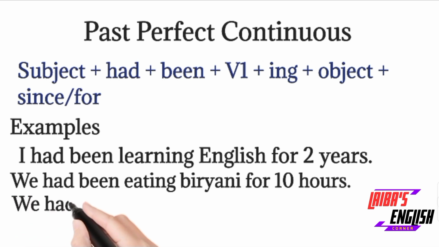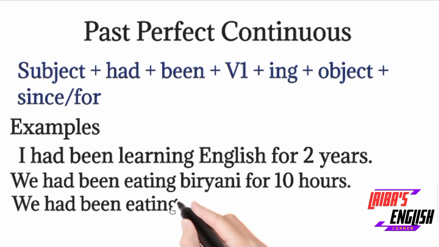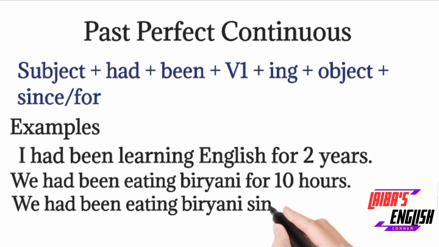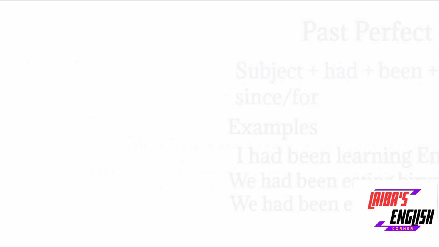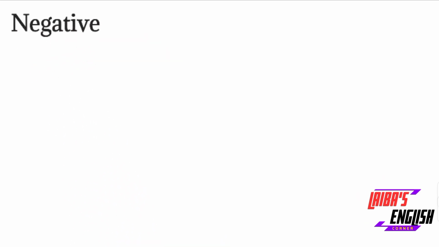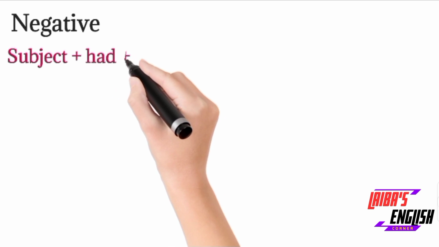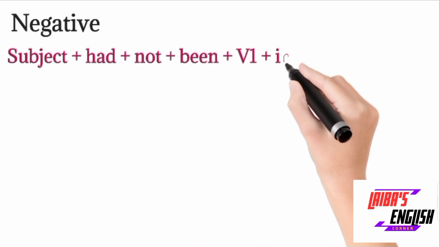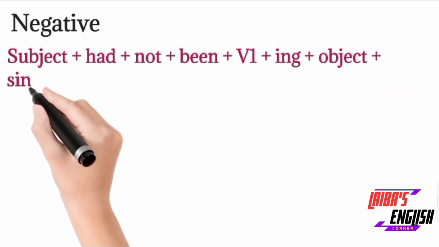Second example is, we had been eating biryani for 10 hours. So here we also use for. Why? Because we don't know which 10 hours we're talking about. 10 hours of summer, 10 hours of morning, 10 hours of evening, so it's unknown. So here we have to concentrate on the time, which time we are talking about. If the time is fixed, we will use since. If the time is not fixed, we will use for.